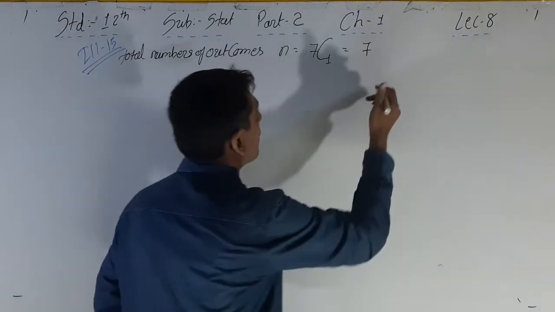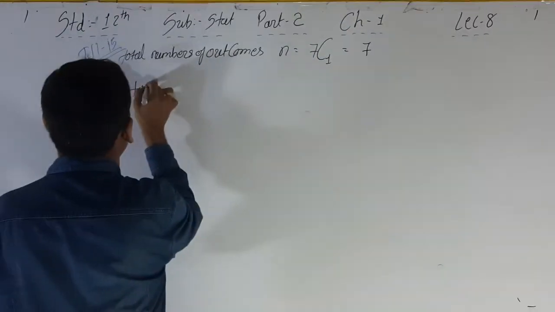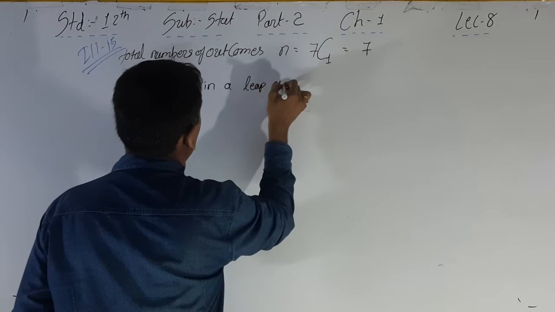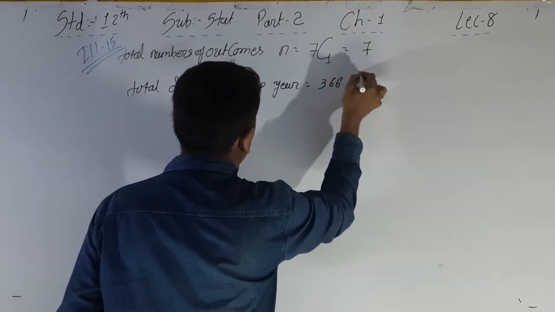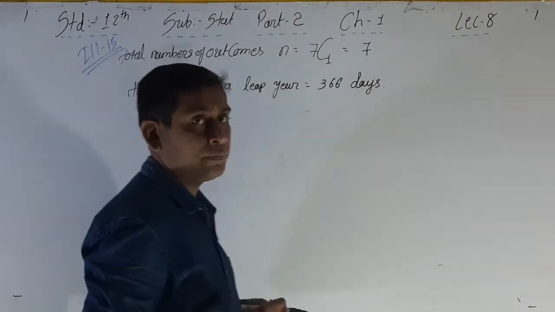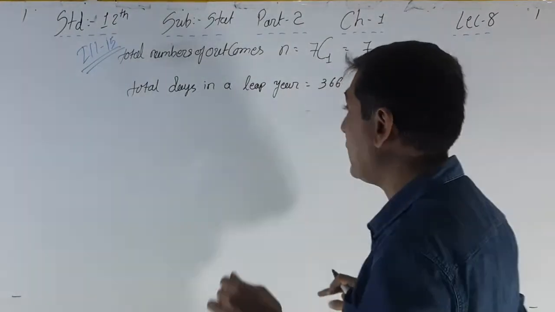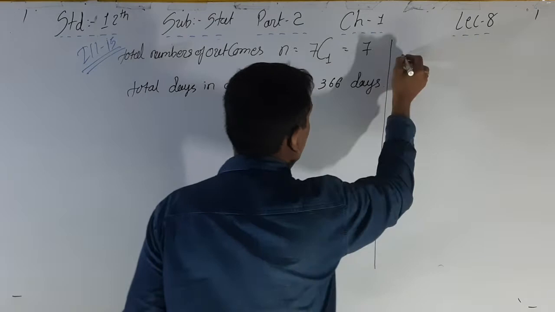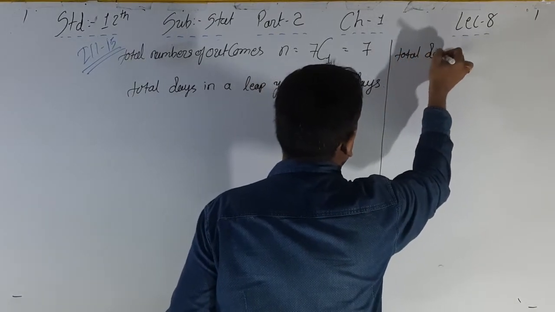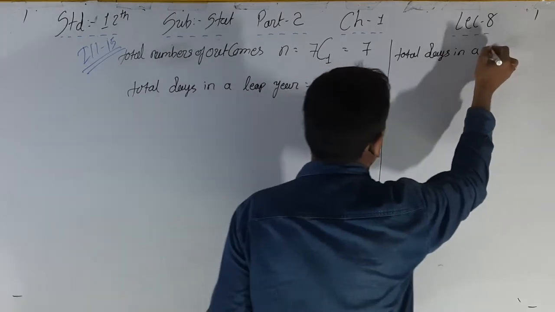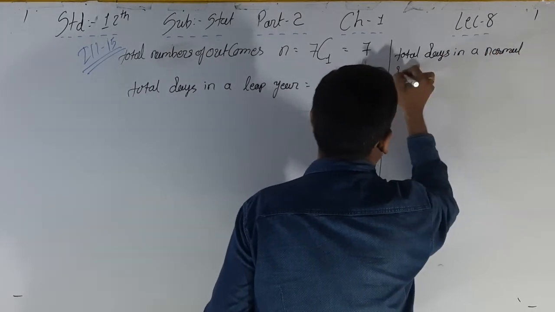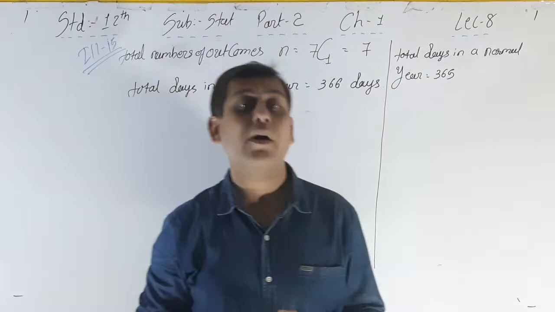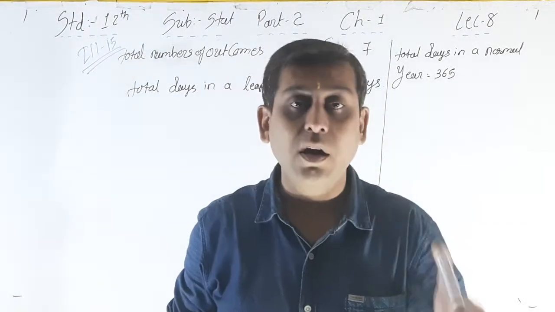Now see here, total days in a leap year is always 366, right? Compulsory. In a normal year, if the question is not for the leap year, then what? Total days in a normal year is equal to 365. See, which year is a leap year? First of all, the question is which year is a leap year.